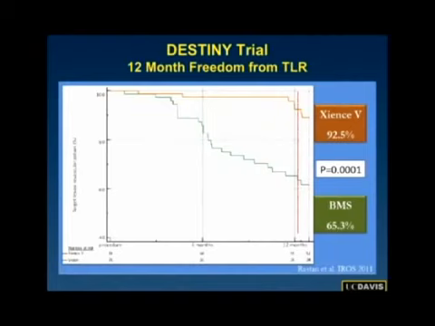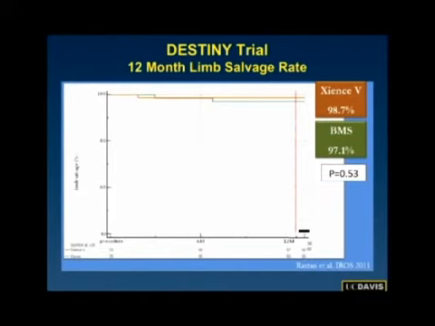It resulted in less need for reintervention on that lesion, but didn't really result in any clinical difference in terms of limb salvage rate. 98.7% versus 97%, non-significant p-value. So clearly, we do a good job of reducing neointimal formation, but no difference in clinical outcome.